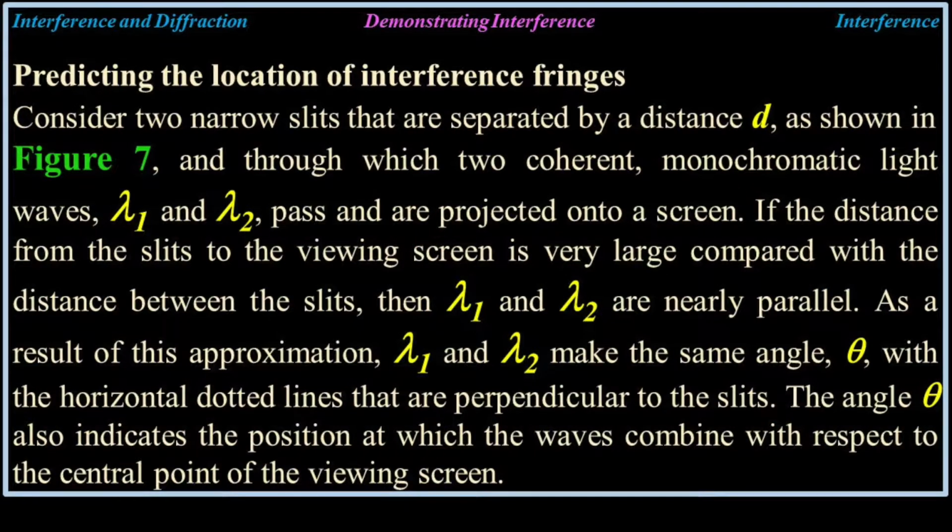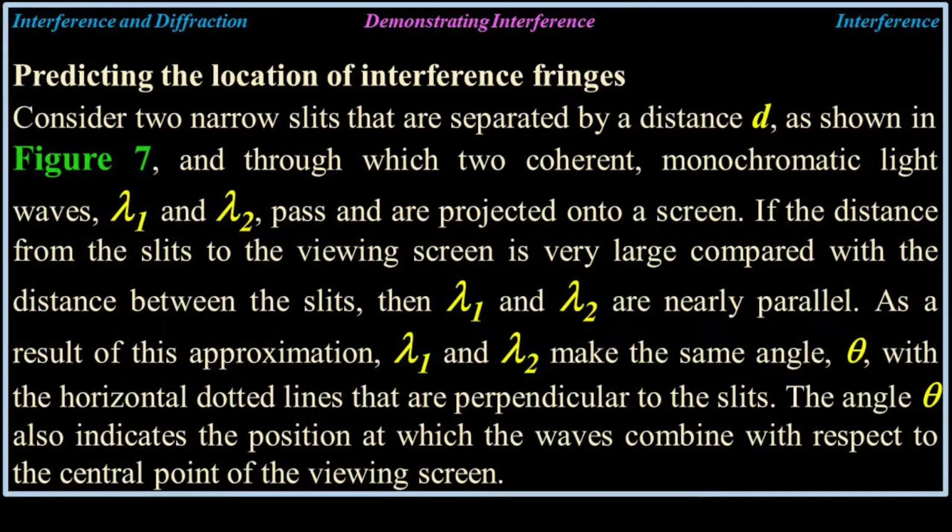Predicting the location of interference fringes. Consider two narrow slits that are separated by a distance d, as shown in Figure 7, and through which two coherent monochromatic light waves, lambda 1 and lambda 2, pass and are projected onto a screen. If the distance from the slits to the viewing screen is very large compared with the distance between the slits, then lambda 1 and lambda 2 are nearly parallel.